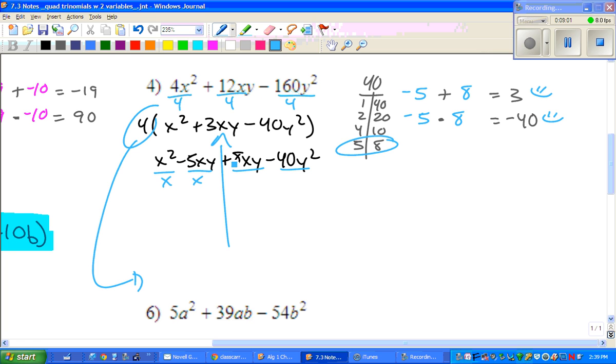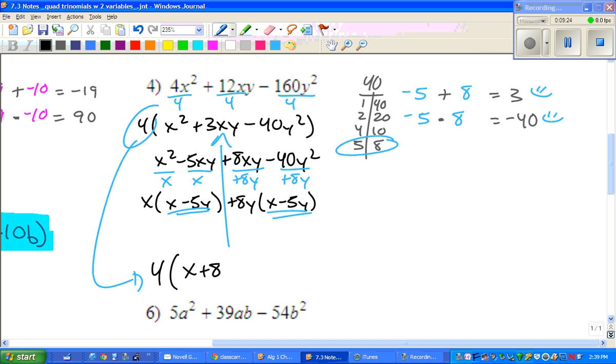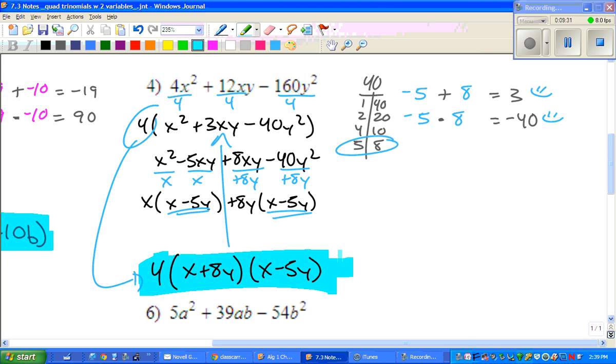Okay, this should all be review right now. The x comes out front, and we're left with x minus 5y. The 8y comes out front, and we're left with x minus 5y. Those are the same, which means we did everything right. So x plus 8y and x minus 5y. And that's your final answer.